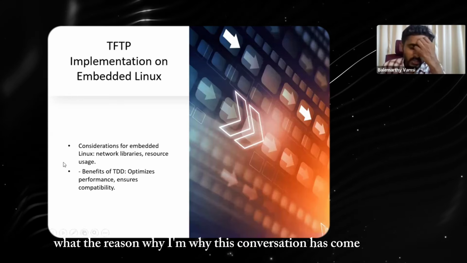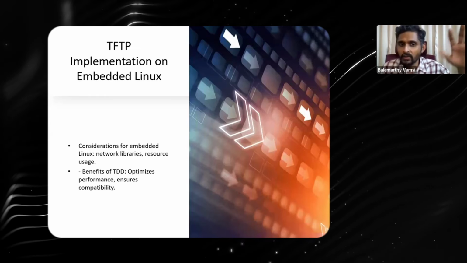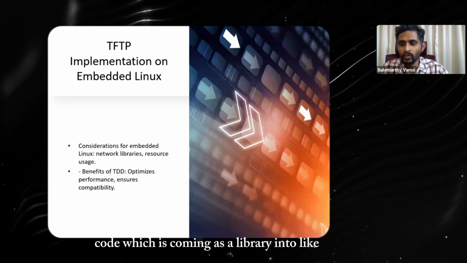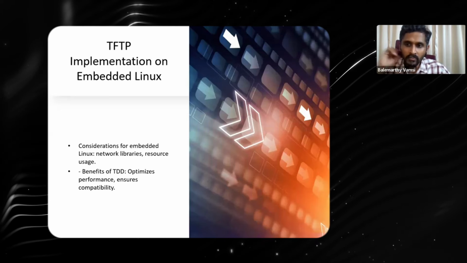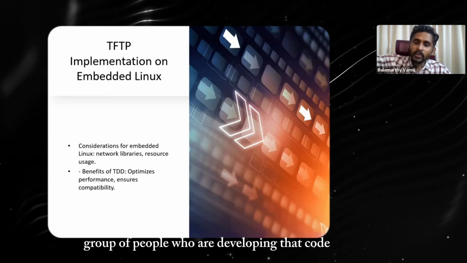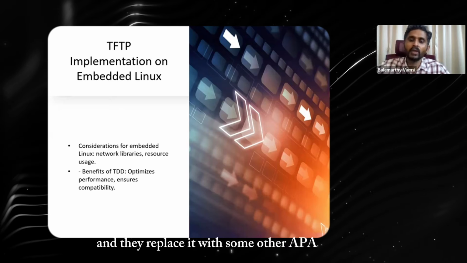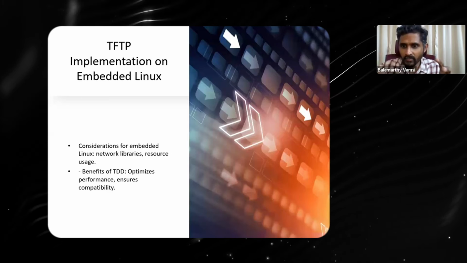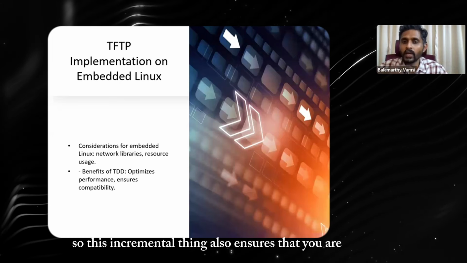The reason this conversation has come up is this ensuring of compatibility. Some developer somewhere, a group of people, decides that we need to remove a particular API from this source code, which is coming as a library which you are using. It is not in your control, right? You need certain functionality, you took up a library. But that group of people developing that code decided that some API is no more valid and they replace it with some other API. But aapka application to old API ka bhi call kar raha hai na, then it will break. So this incremental approach also ensures that your compatibility is intact.